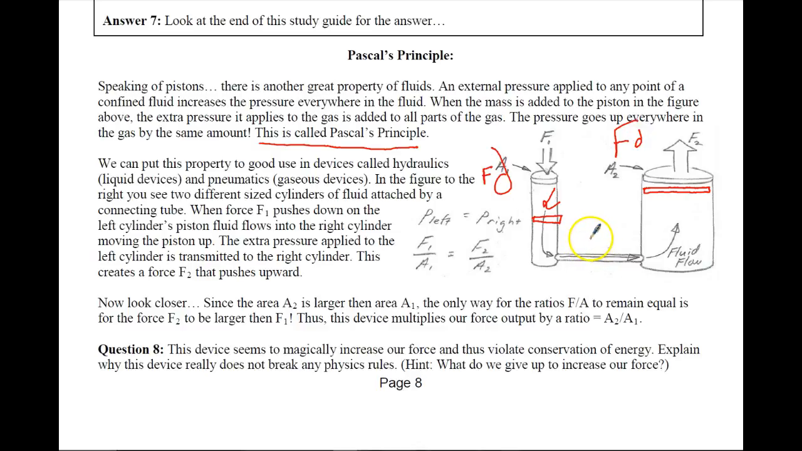Same principle applies if you've ever had to change a tire on your car and you have to jack the car up. You have to actually work that jack a lot up and down in order to get the car to move up hardly at all. And that's what you'll see.